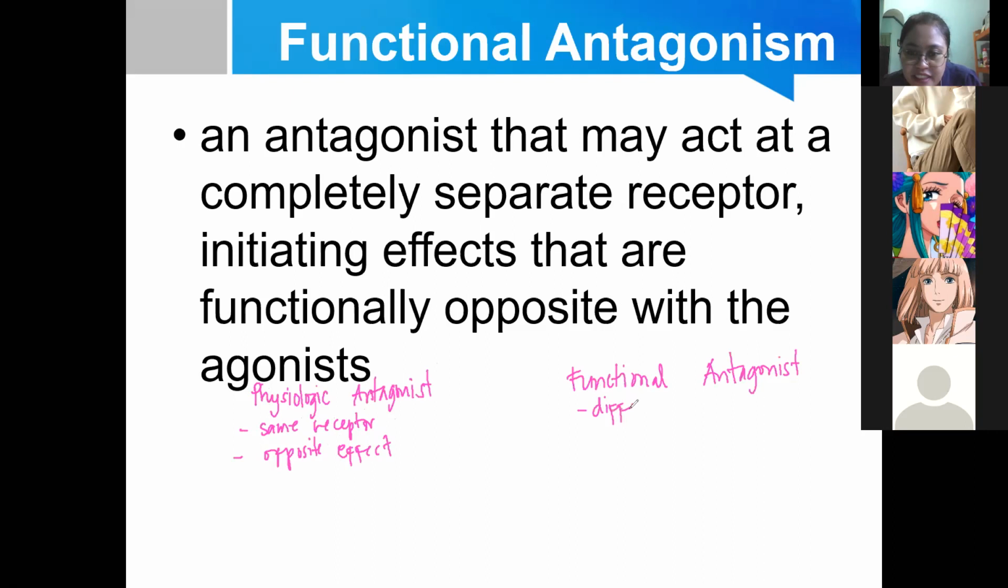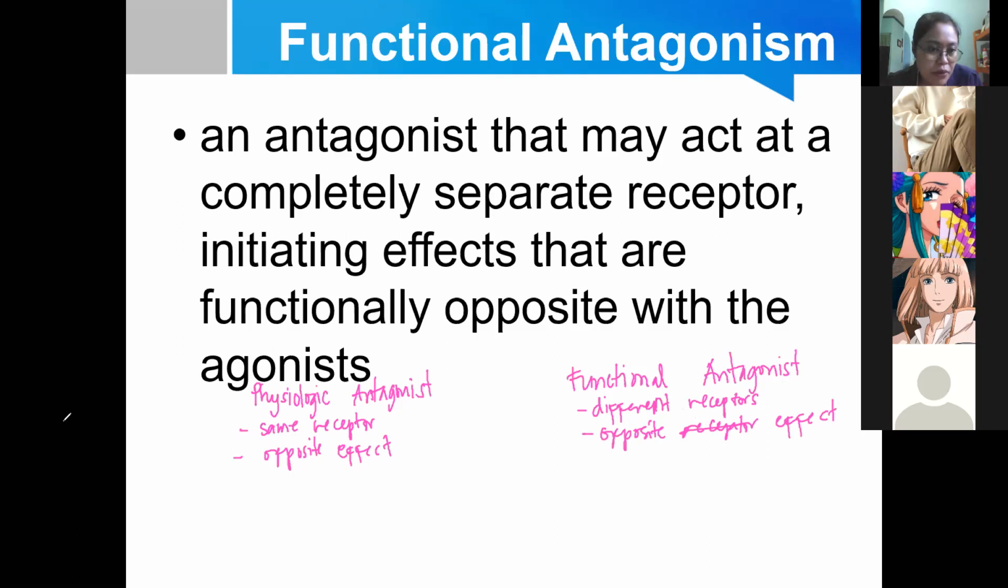Antagonism man. And then, functional antagonist, different receptors, opposite effect. Mura na naglahi sa ilaha. Opposite gihapon ilahang effect, pero different ang receptors.